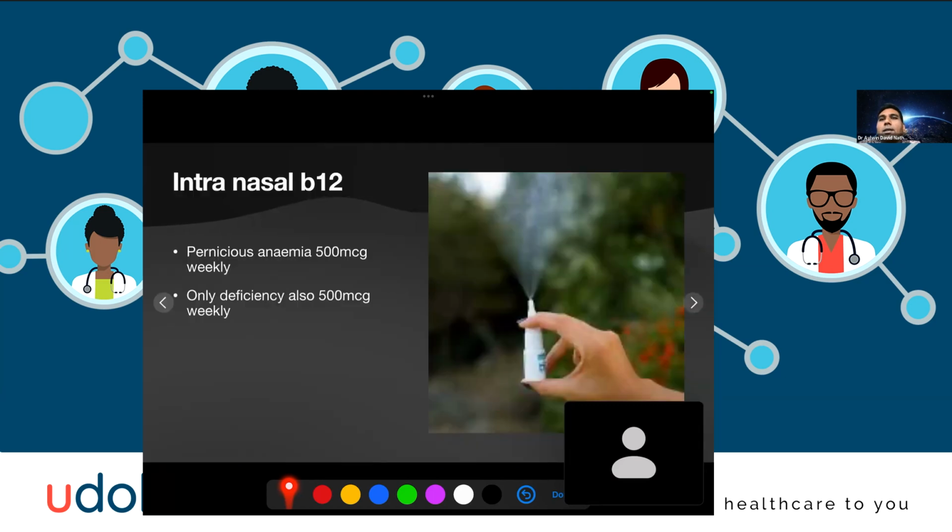Coming back to that intranasal B12, this is a little picture of an intranasal that is in South Africa. You're going to be using it weekly, and the dosage is 500 micrograms on a weekly basis. As I mentioned, be it for your pernicious anemia, or if there's only a vitamin B12 deficiency going on there.